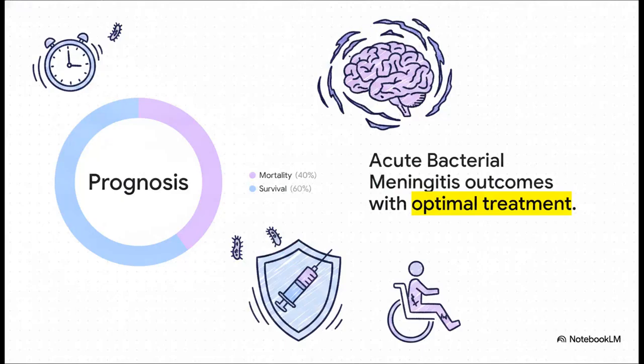We go through all these rigorous protocols because the stakes honestly couldn't be higher. Even with optimal rapid treatment for acute bacterial meningitis, we are still looking at a staggering 40% mortality rate. And of the 60% who do manage to survive, 40% of them will suffer from lifelong morbidities, including things like paralysis and severe weakness. It's really serious stuff.